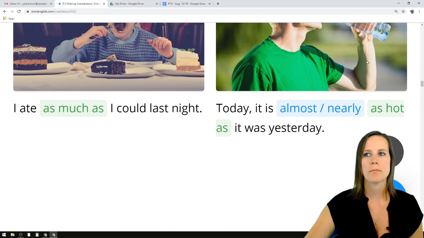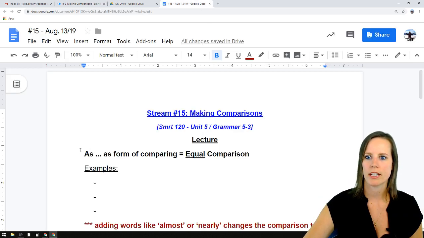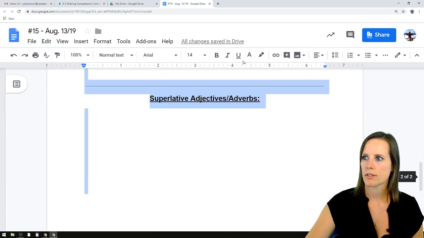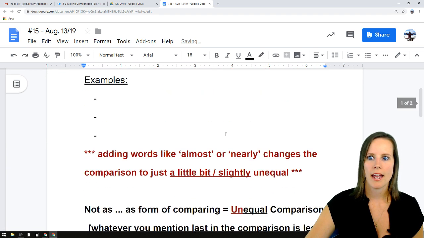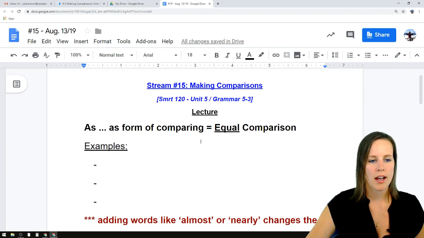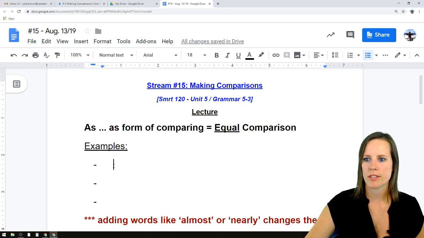Let's go to my document. Okay, I'm going to actually increase the font. And we're going to come up with some examples, and you'll see here.